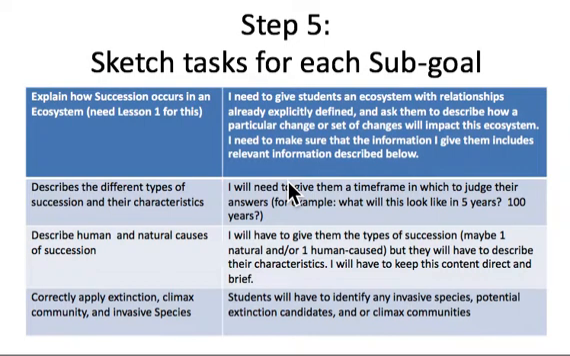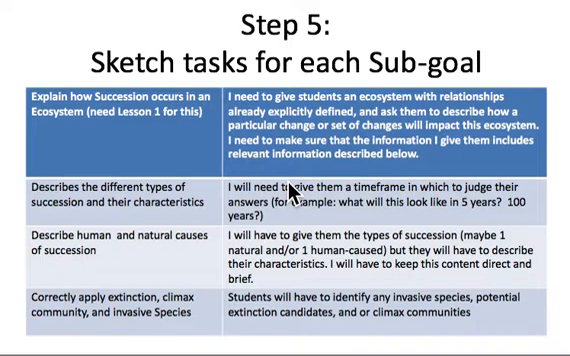So the next step that this leads to is sketching tasks for each sub-goal. And these kind of develop organically, right? And if I'm thinking about what I can have my students do, it can take a lot of forms. But whatever form, whether it's writing a report, making a model, playing a game, writing a play, or whatever, they need to go through certain cognitive skills and demonstrate that they can do certain things.